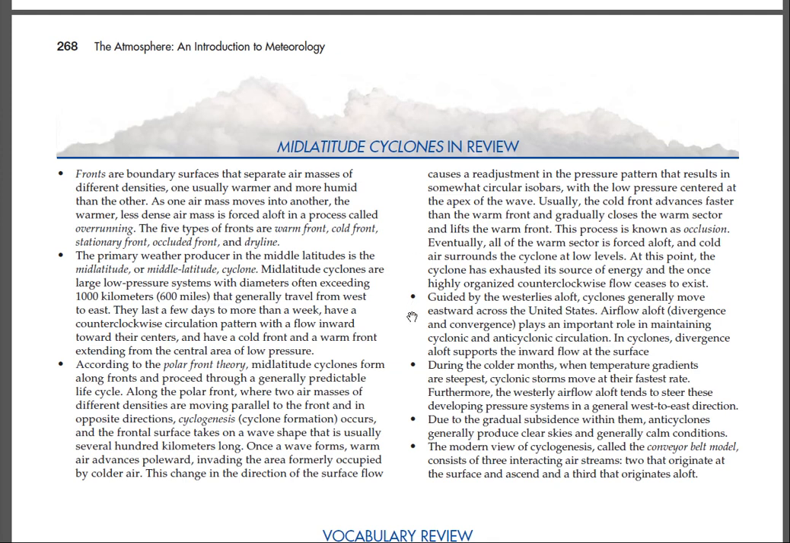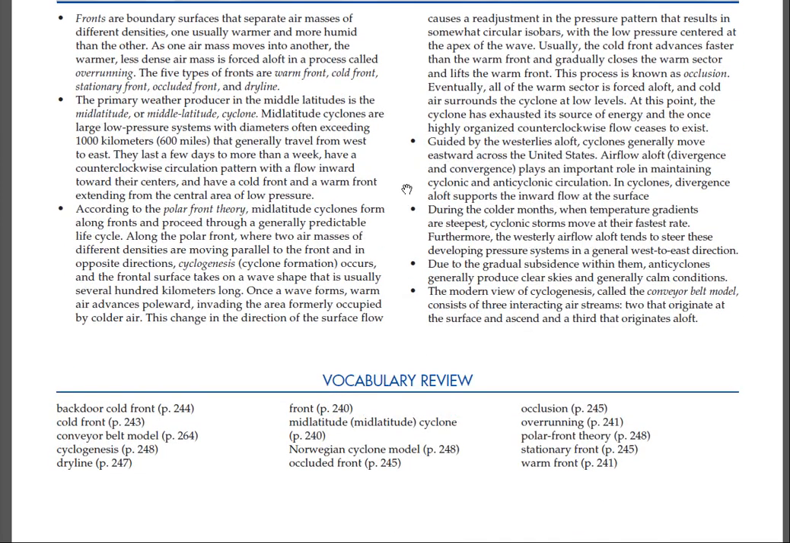Guided by the westerlies aloft, cyclones generally move eastward across the United States. Airflow aloft, divergence and convergence, plays an important role in maintaining cyclonic and anticyclonic circulation. In cyclones, divergence aloft supports the inward flow at the surface. During the colder months, when temperature gradients are steepest, cyclonic storms move at their fastest rate. Furthermore, the westerly airflow aloft tends to steer these developing pressure systems in a general west to east direction.